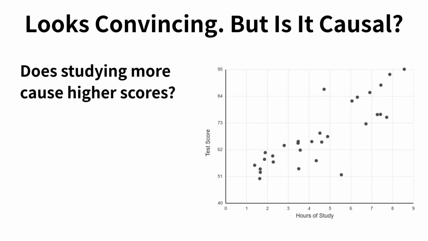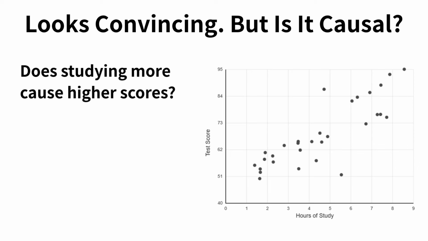At first glance, this graph looks convincing. As study time increases, test scores also tend to increase. So it's tempting to jump to a conclusion: studying more causes higher scores. But this is exactly where the SAT wants you to slow down.